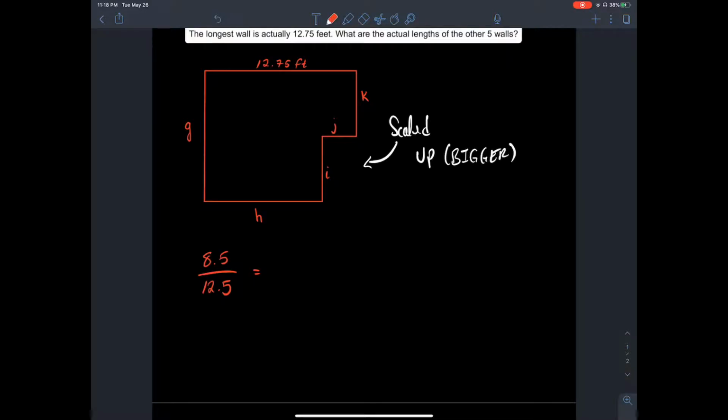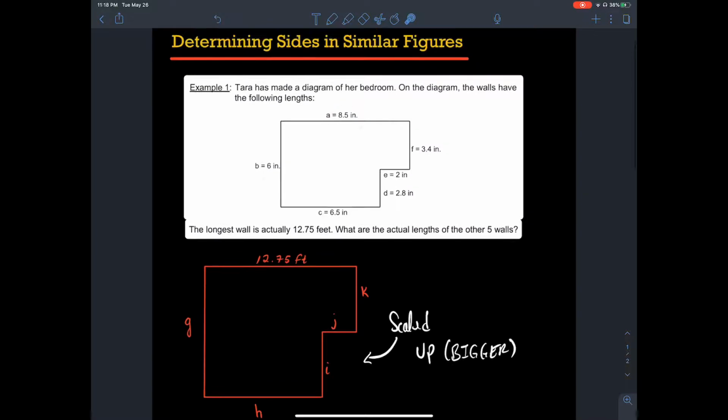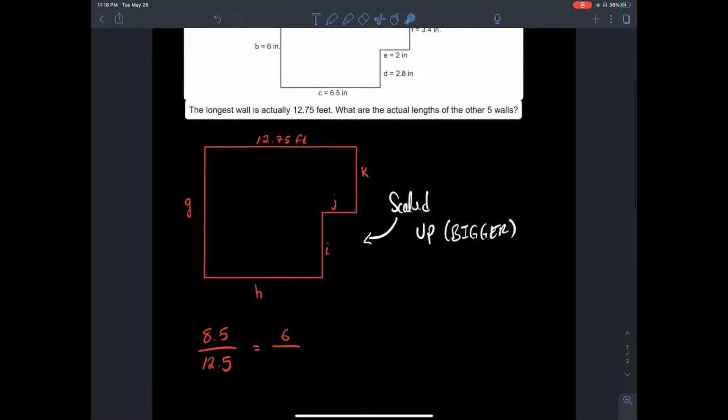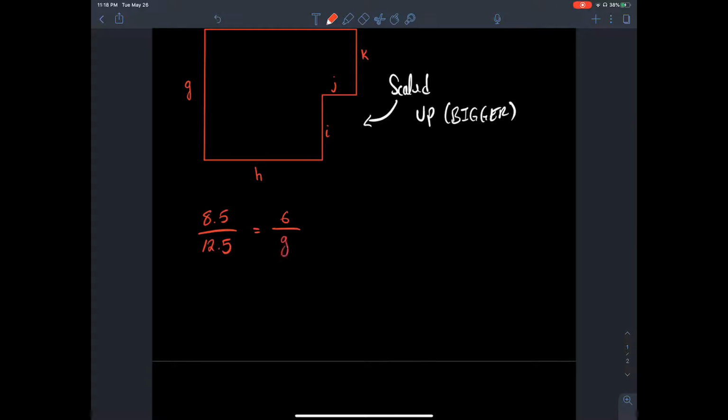So what we're going to do, we're going to write down the original ratio. You see in this that we're keeping all our original numbers in a scaled down version on the numerator, and then we're putting all our unknowns down here in the denominator. We don't know what this side length is, right? So we got 6 over G. And now we just need to solve for G. So how can we do that?